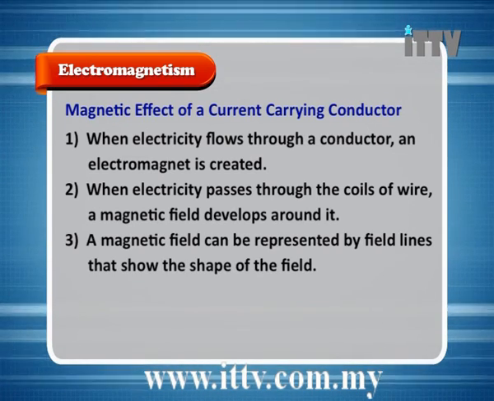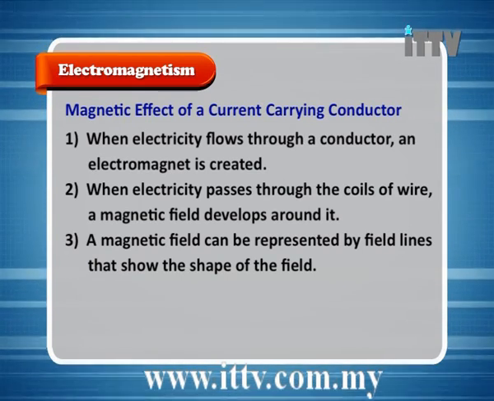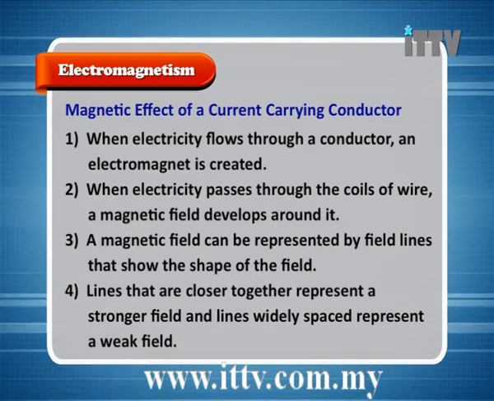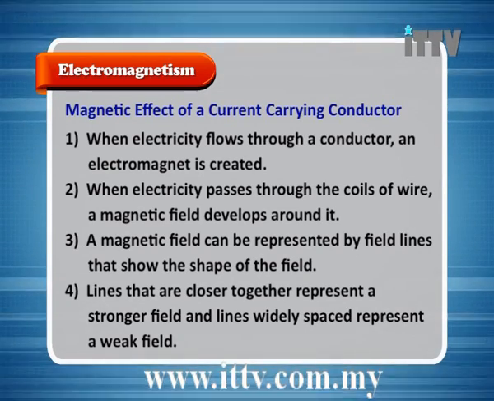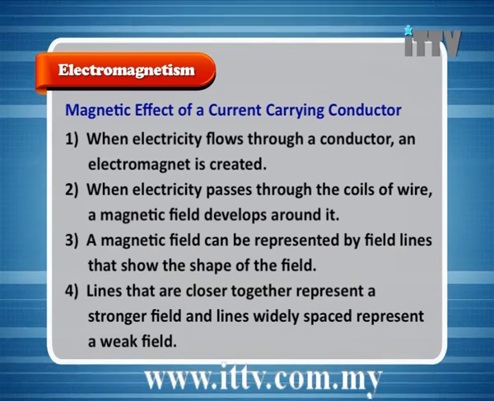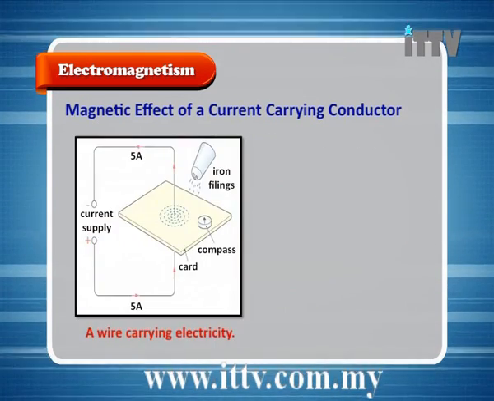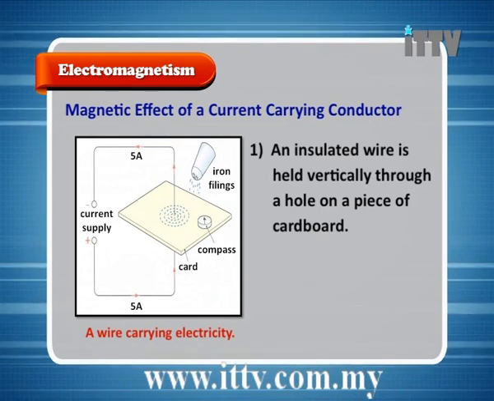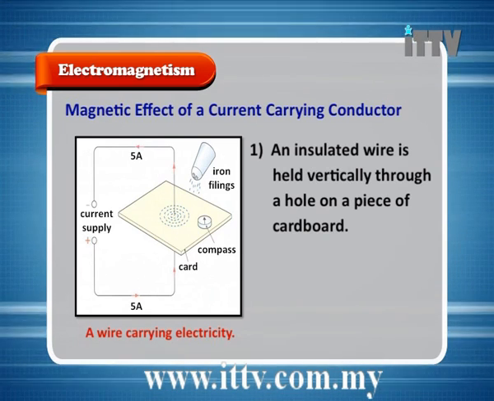A magnetic field can be represented by field lines that show the shape of the field. Lines that are closer together represent a stronger field, and lines widely spaced represent a weak field. A wire carrying electricity. An insulated wire is held vertically through a hole on a piece of cardboard.